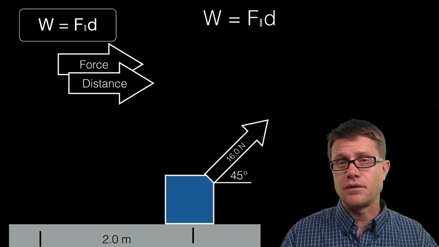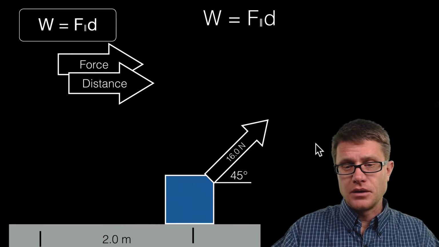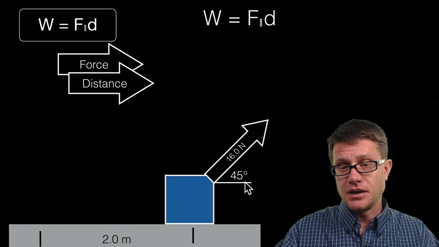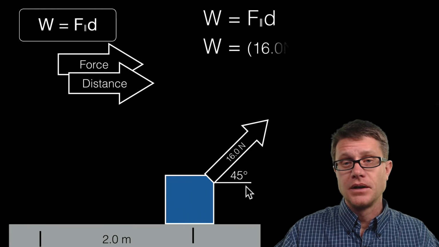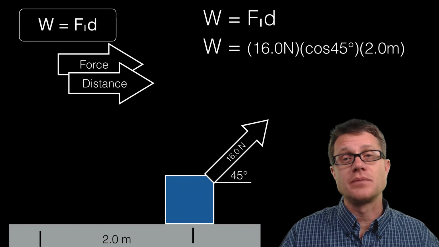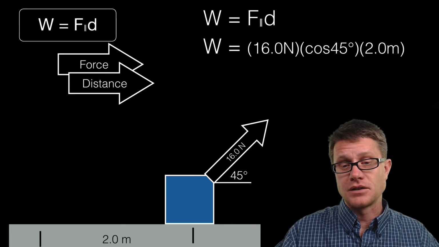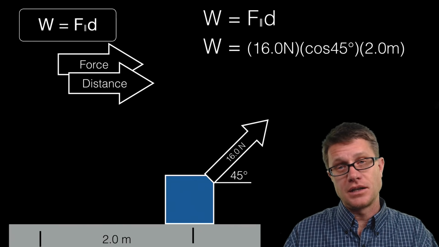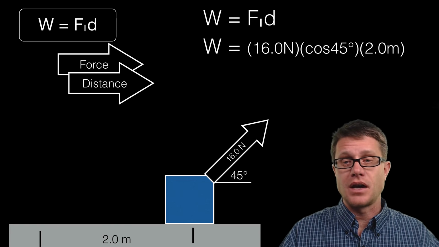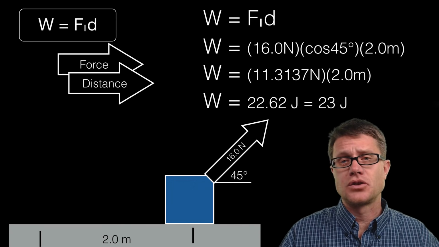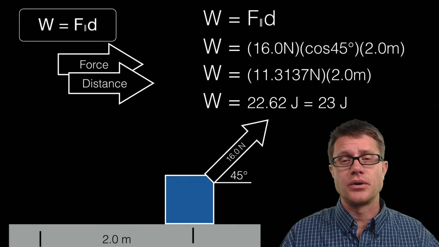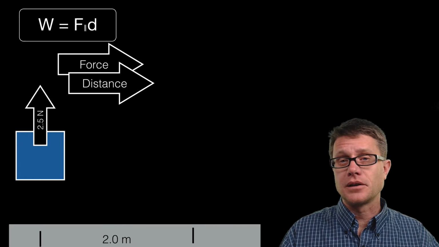Well, we have to make sure that that force is parallel. And so we're going to use a little trigonometry. So what we really need is this adjacent force right here, this force in the parallel. So to solve that, it's 16 newtons times the cosine of 45, because the cosine of 45 is equal to that adjacent side of this triangle over the hypotenuse. And so now I get, with significant digits, 23 joules of work that I'm putting into that box. Now let's look at a box like this.